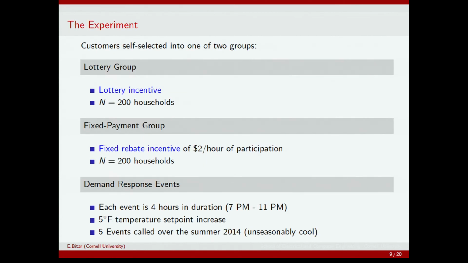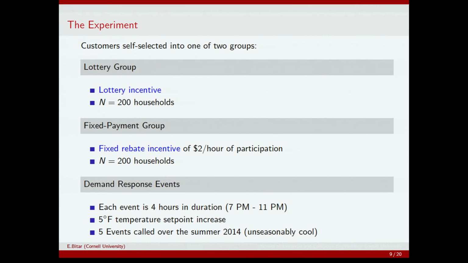And so we had two groups, each of which consisted of 200 households: the lottery group and the fixed rebate group, which received roughly $2 per hour of participation. So that's non-trivial. That's much higher than the value they're actually yielding to the system. So we thought, let's look at the extremes of this program and see if we can still show that a mechanism like this improves upon its non-trivial fixed payment.